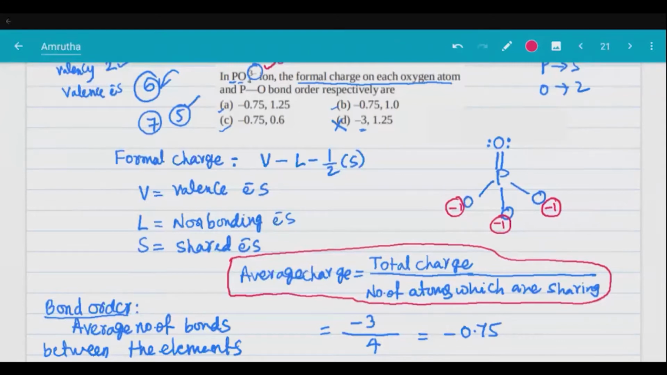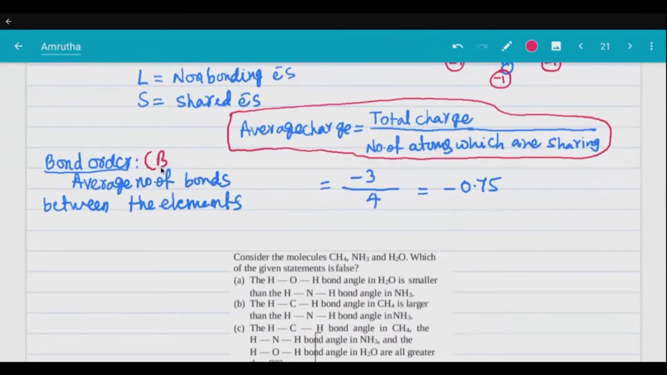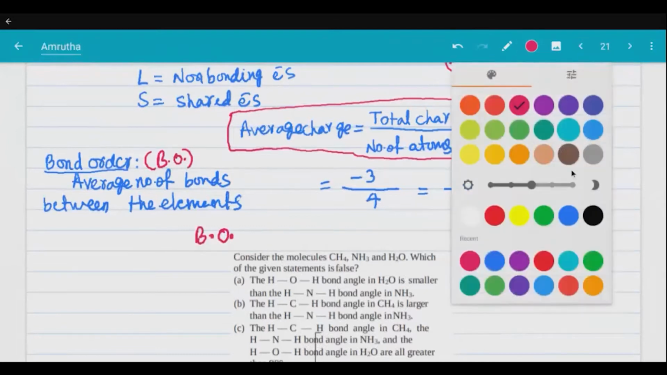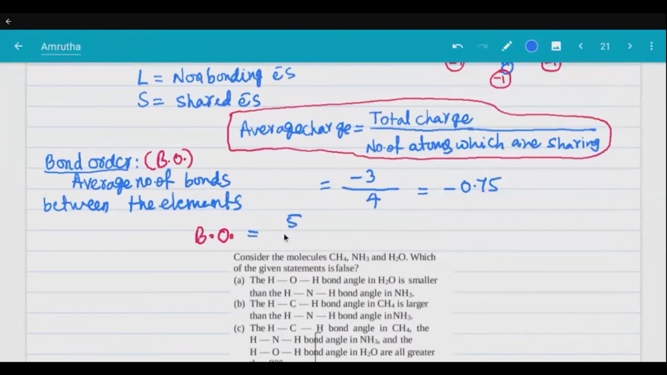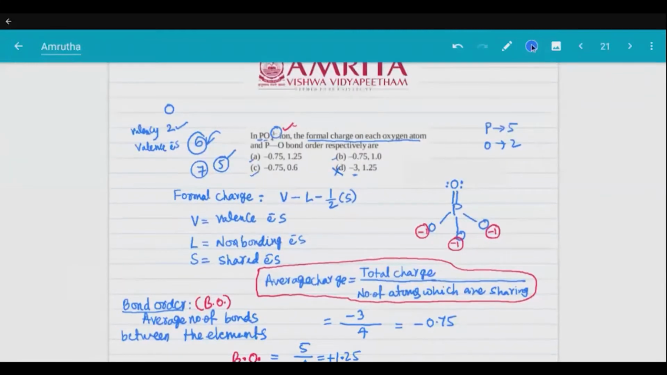Everybody should answer quickly because it is a very simple question. You should understand in depth. 5 bonds are shared by 4 oxygens. So how much is it? Bond order, I'm writing BO. See how I calculate BO now. BO is equal to total number of bonds divided by total number of atoms. 5 by 4, 1.25. This is positive, obviously, bond order cannot be negative. So our correct option should be what? Option A.